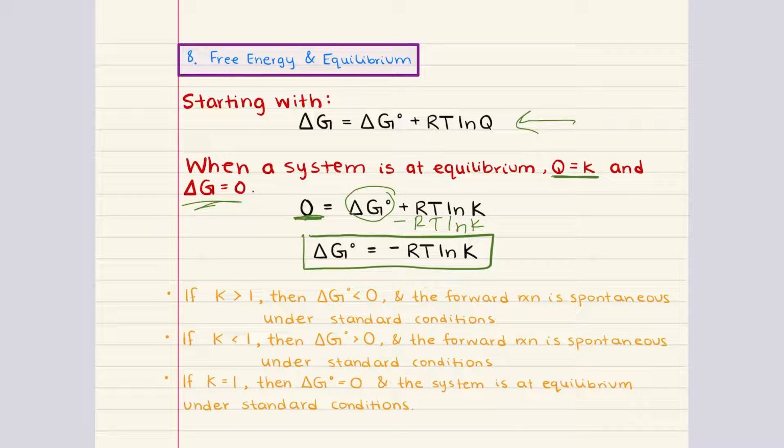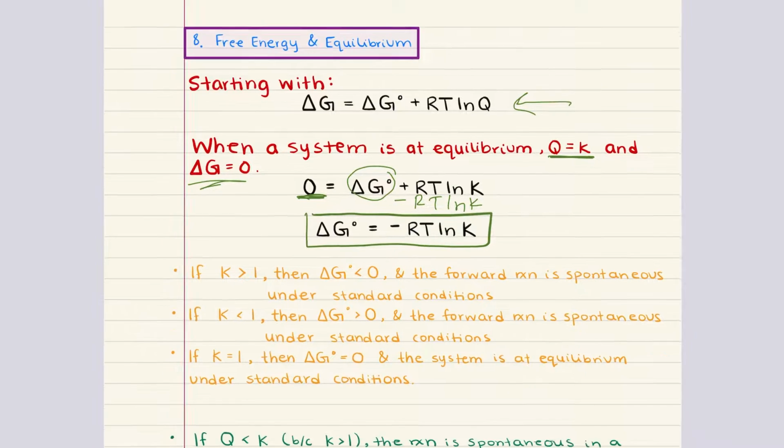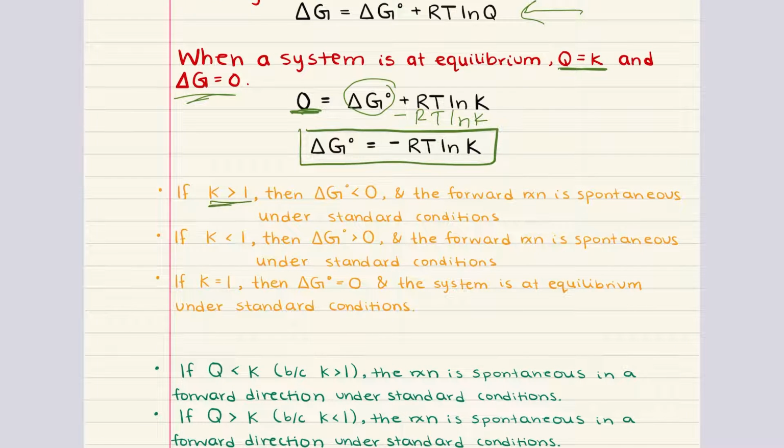It tells us that delta G naught and K are linked by the temperature and the reaction's equilibrium position. This relationship provides valuable insight into the spontaneity of a reaction under standard conditions. When K is greater than 1, then delta G naught is less than 0, and that indicates that the forward reaction is spontaneous under standard conditions because the equilibrium position favors the products.